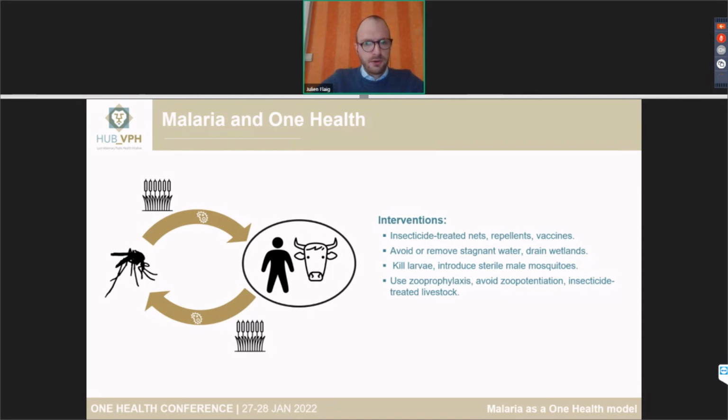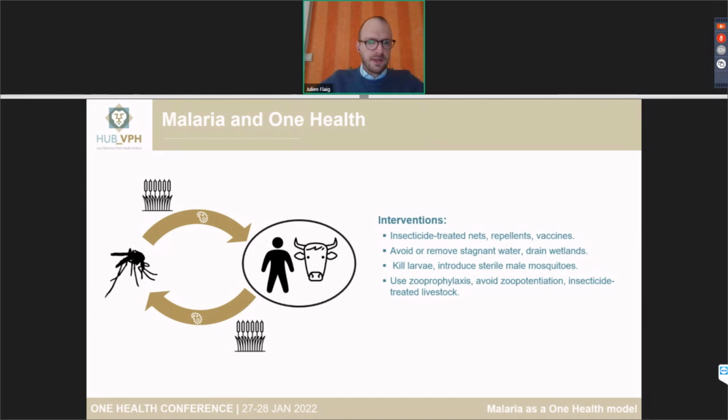And this is called zooprophylaxis. And this strategy is a bit controversial because the exact opposite effect has also been reported, namely that the incidence of malaria may in fact increase in the presence of livestock. And one way to cut the knot is to use insecticide-treated livestock to attract and then kill mosquitoes.